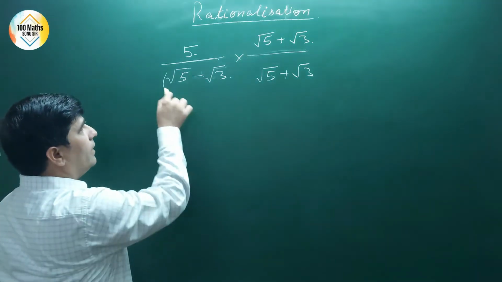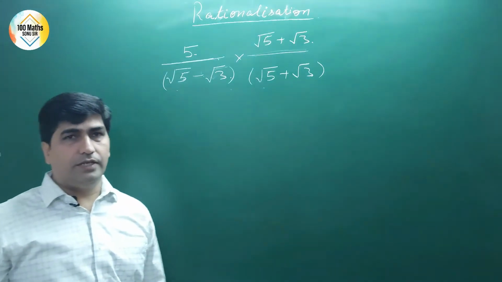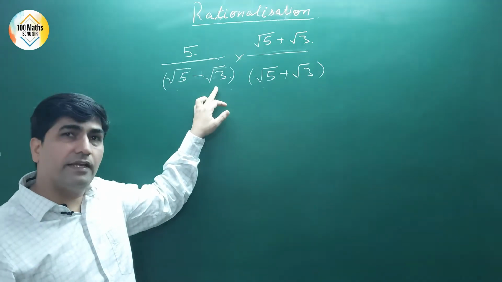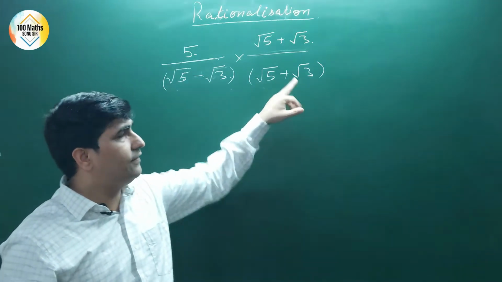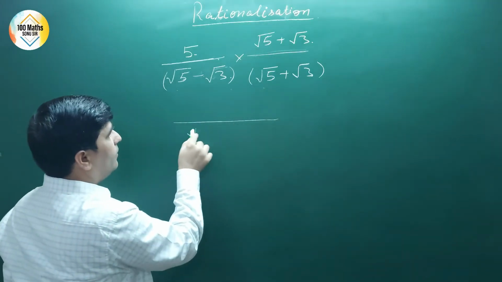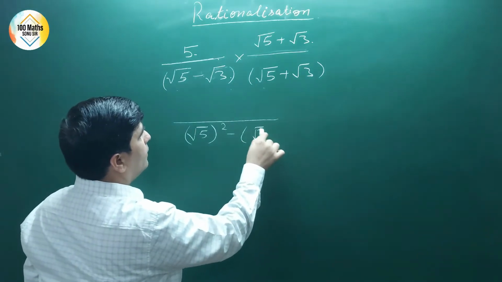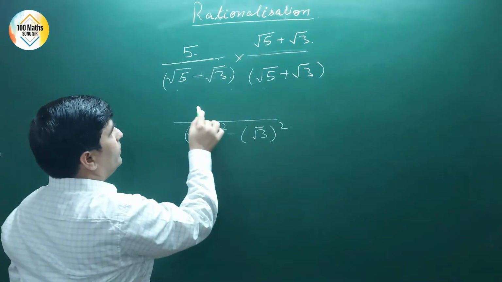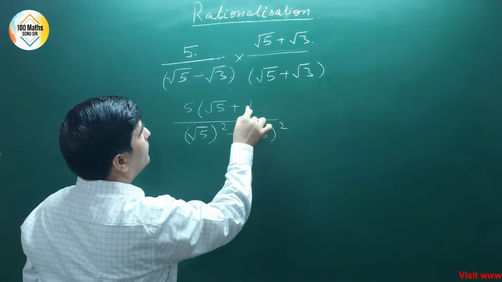And you can see again we have an identity in the denominator. If we consider root 5 as A and root 3 as B, then this is A minus B and this is A plus B. So it's an identity. And what can we write in place of this? Root 5 square minus root 3 square. And what is coming in the numerator? 5 into root 5 plus root 3.